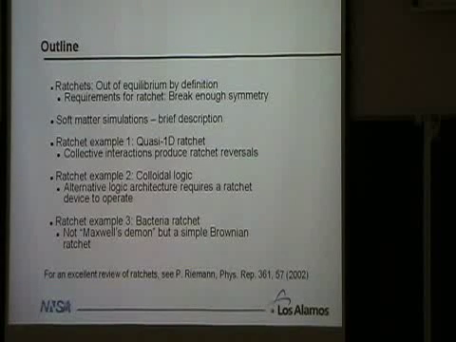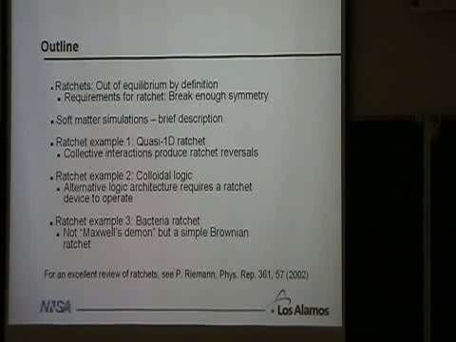And for those of you that are not familiar with ratchets, this is a system which is out of equilibrium by definition. And I'll first describe requirements. First, what is a ratchet effect and what are the requirements you need to have a ratchet, which is you have to break enough of the symmetries in the system, and again, you have to be out of equilibrium. Then I'll give a brief description of the soft matter simulations that we do in studying these systems.